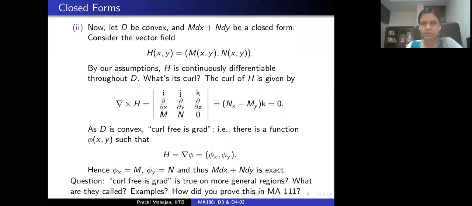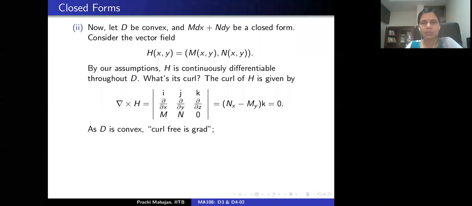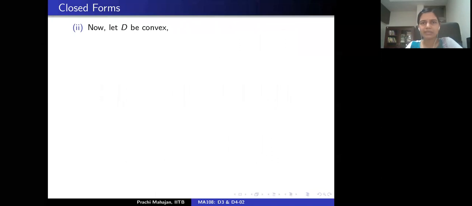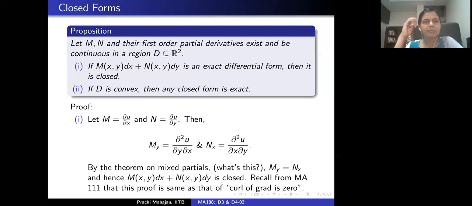So this is something that you did in your calculus course. Let's quickly go back to the statement of the proposition. Just recall whatever you proved. Suppose that M dx plus N dy is a nice differential form. By nice, I mean that first order partial derivatives of M and N both exist and are continuous on a region D. Then if it is exact, then it is closed, and the converse is also true if D is convex.